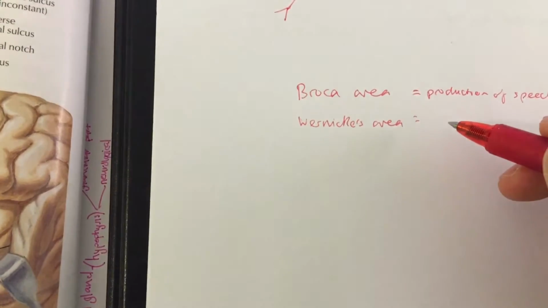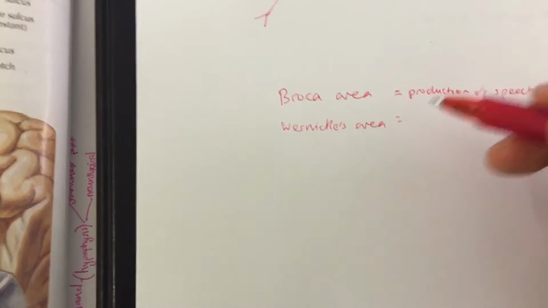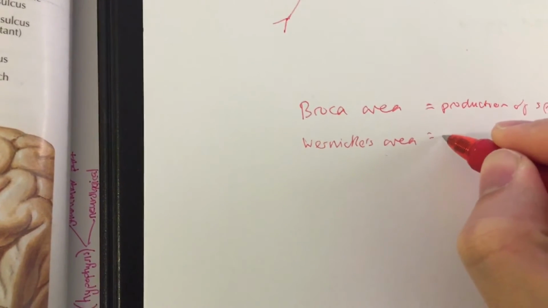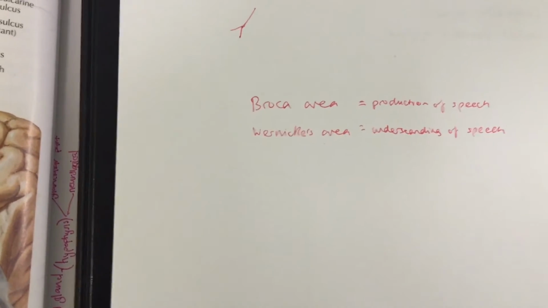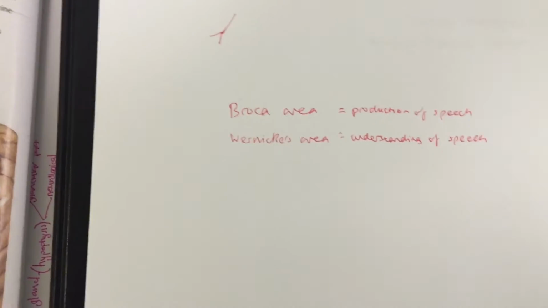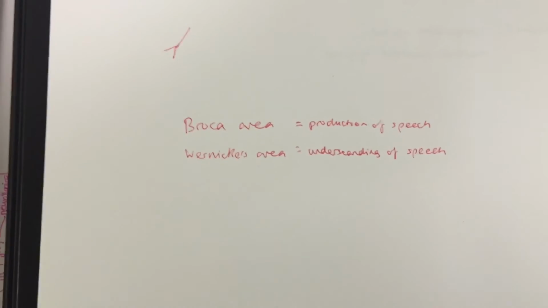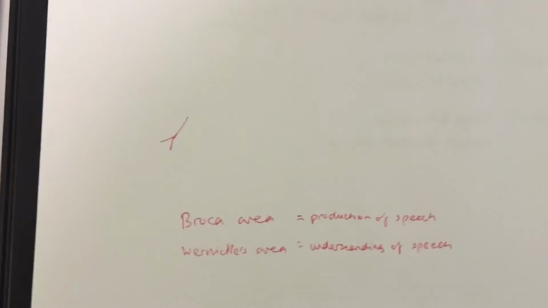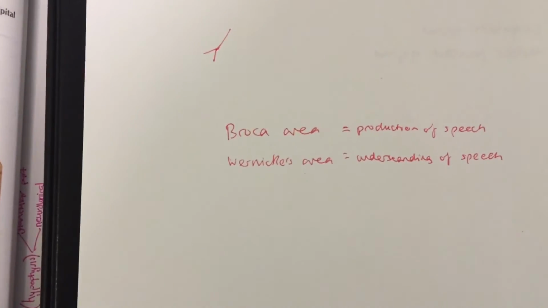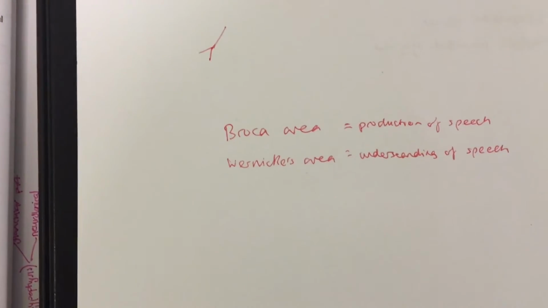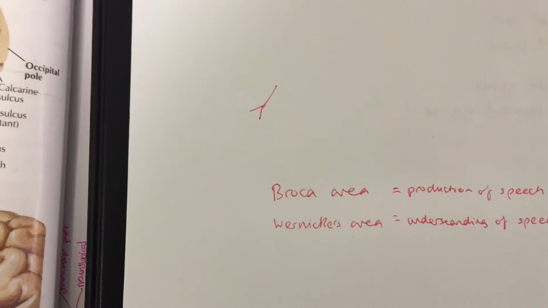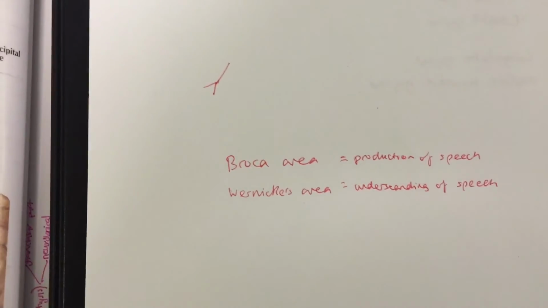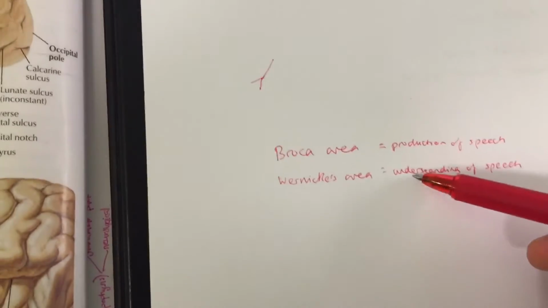The Wernicke area, on the other hand, is the understanding of speech. With the Broca area, I can think what I want to say but I can't say it. With Wernicke area damage, I don't understand speech. If someone's talking, I do not understand what's going on. And if I'm talking, I won't be able to think of what I want to say. If I do say some stuff, it'll come out as random words without structure. So where do you find these areas?